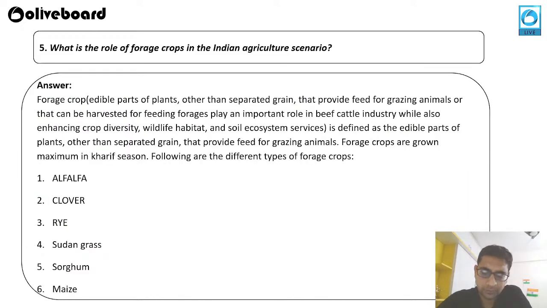Okay, so now we have come to question number 5. What is the role of forage crops in the Indian agriculture scenario? First of all, what is the meaning of forage crop? Forage crops are the edible parts of the plants, other than separated grains. That means you have separated the grains from the plant, but whatever is left is called forage. That provides feed for the grazing animals. They can be harvested for feeding.